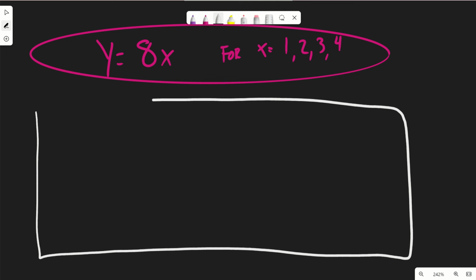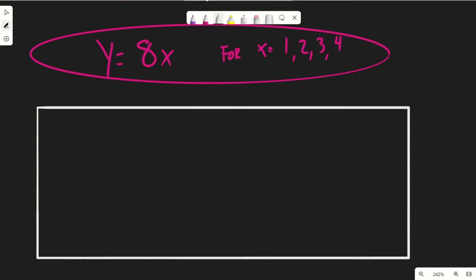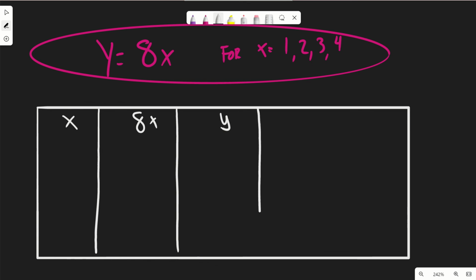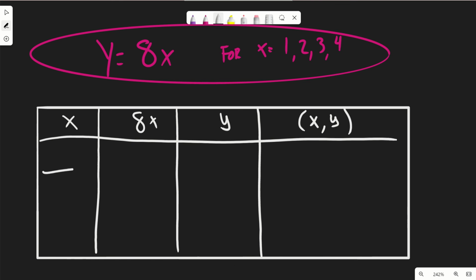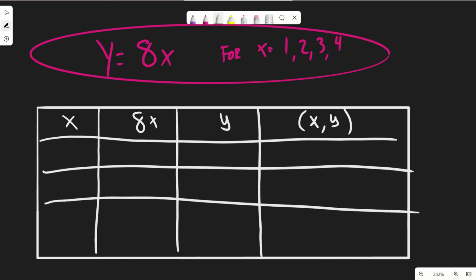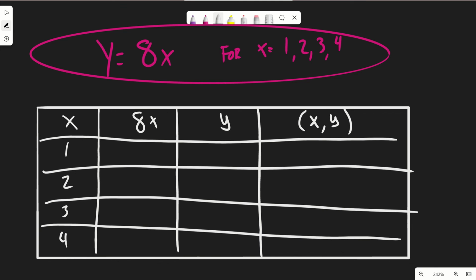And so here's our table. It's lovely. And we have our x value, we have our equation, we have our y value, or our answer, and then we have our ordered pair. And I've given you our x values already. I gave you the x values of 1, 2, 3, and 4. Now we use that to solve our equation.